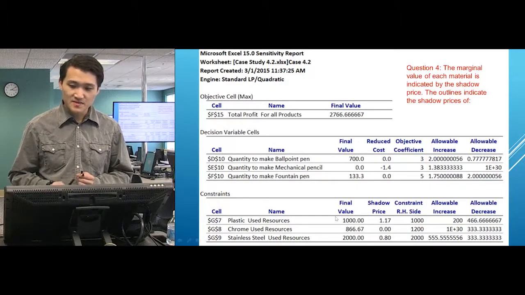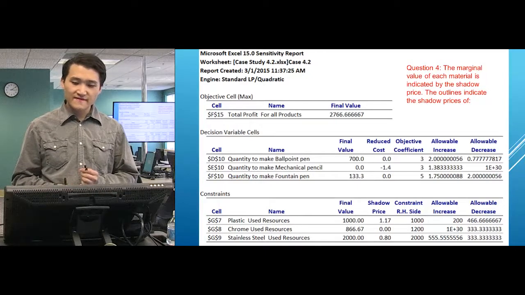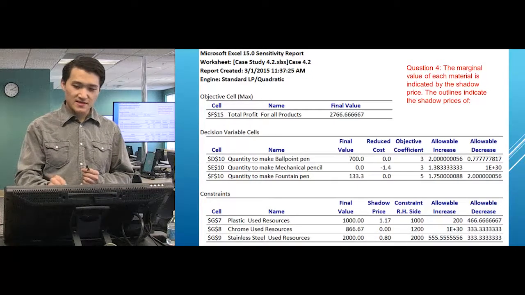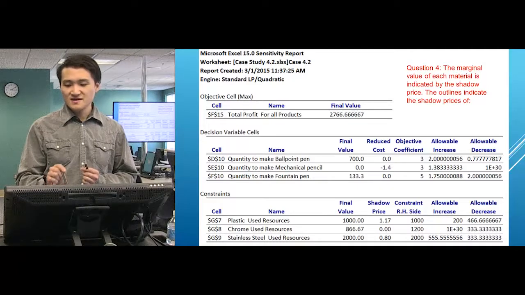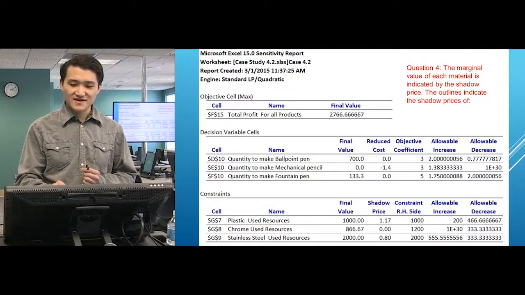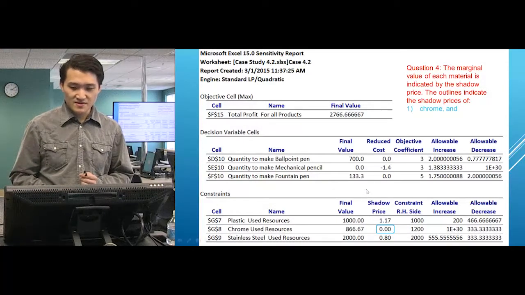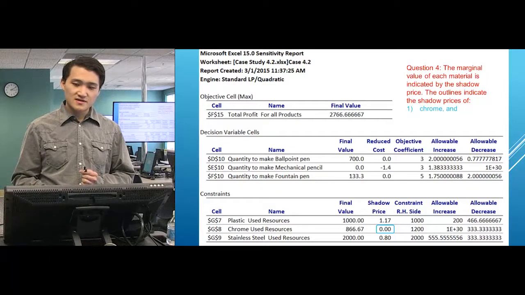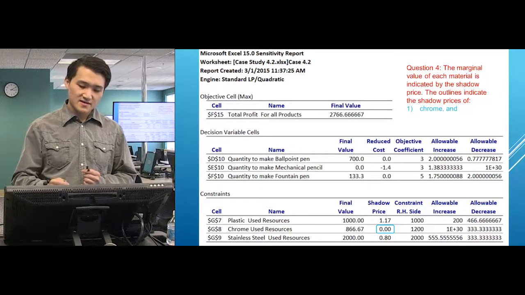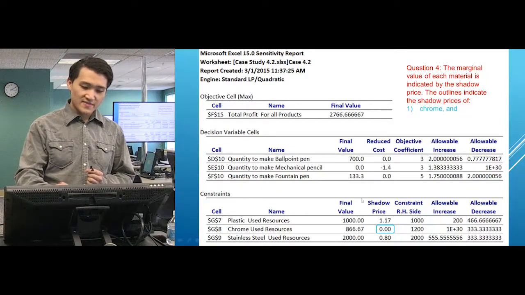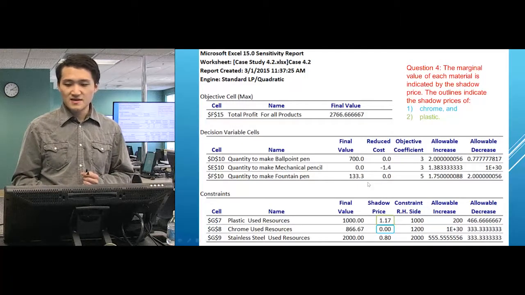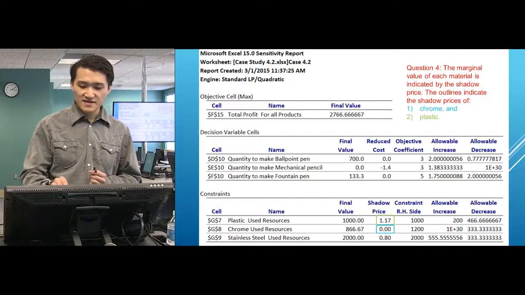And the marginal value of each material is indicated by the shadow price. The outlines indicate the shadow price here. The chrome is 0 because it's a non-binding constraint, and for the plastic, its marginal value is 1.17 cents.